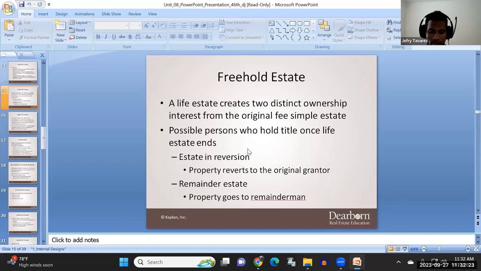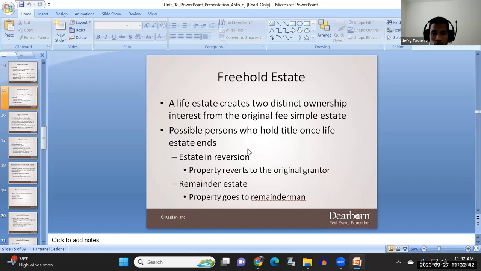Okay. I buy a house, I give it to Aiden. I die. Aiden passes away. I name it to go to a charity when he dies. That's called a remainder estate. And that goes to the charity. The charity will be called a remainder man.